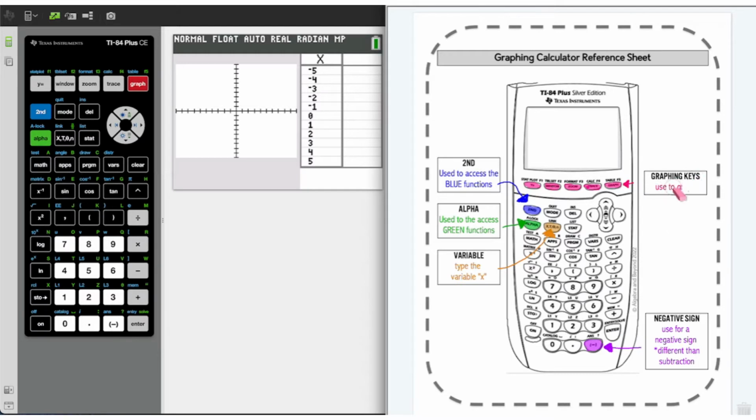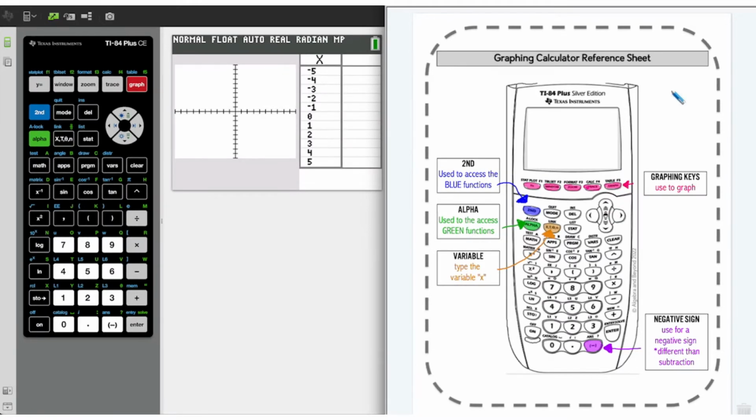And then the graphing keys. These are the 5 keys that they will use when they are graphing. There is also extra space on the template so students can add notes as they learn more keys, and they may refer back to it throughout the math course.